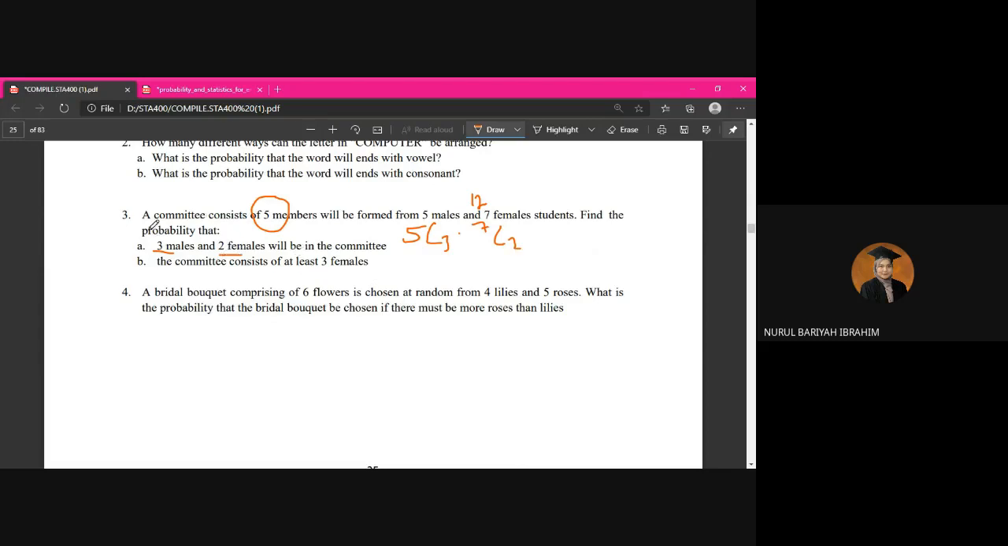Tapi dia nak cari nilai probability. So you need to divide dengan sample space-nya which is daripada 12 students we need to choose 5. Okay. So 3 plus 2 will be 5. 7 plus 5 will be 12. So you will get the nilai probability. So what's the answer?